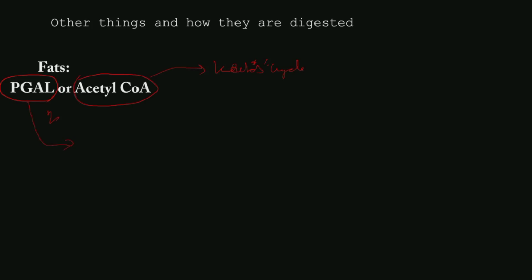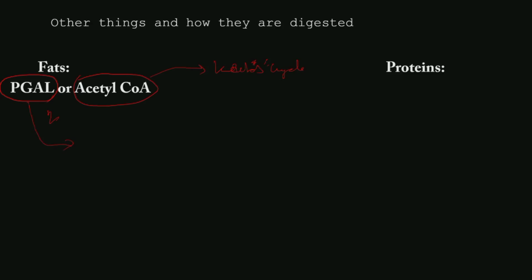Now PGAL, on the other hand, will continue in the first stage, glycolysis. PGAL was made in glycolysis. Phosphoglyceraldehyde. So basically what I'm trying to get at is these fats and proteins will be converted into other things and then just continue along the same process. So that's why we talked about glucose, because it's the basis of everything.